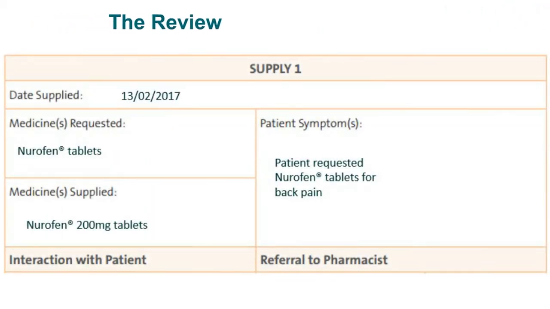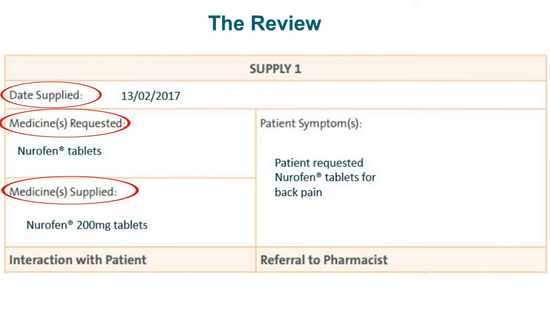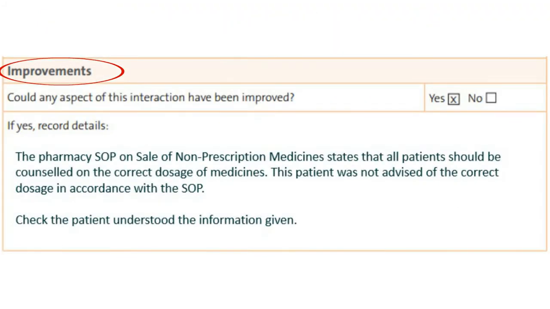In this example, the supply of non-prescription medicines to a patient is observed. You will document the interaction between the patient and pharmacy staff member and record details of the date of supply, the medicines requested by the patient and the medicine supplied, patient symptoms, interaction with the patient, and whether the patient was referred to the pharmacist, the counselling provided to the patient, and if any improvements could have been made on that interaction with the patient.